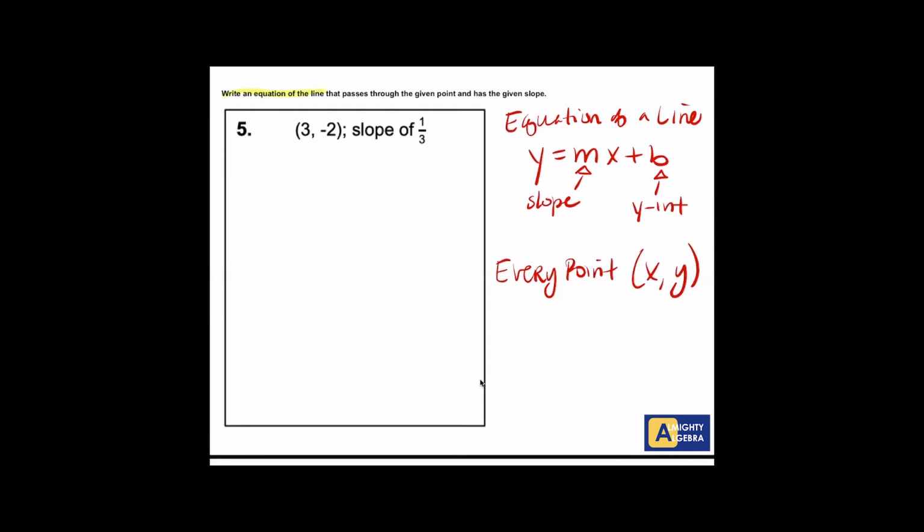Now that we know the equation of a line and that every point has an x and y coordinate, the next thing we're going to do is label all of our given information. In number 5, they give us a point, (3, -2). So 3 is my x coordinate, -2 is my y coordinate. Then they tell us that this line has to have a slope of 1/3. So I'm going to label 1/3 m because m represents slope.